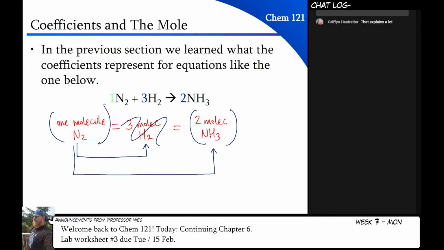Now, of course, working in molecules is not super helpful. So what we're going to instead do is multiply by moles, and then do the comparison. So 1 mole of nitrogen would react with 3 moles of hydrogen. Or 1 mole of nitrogen would eventually produce 2 moles of ammonia, given adequate other reactants.